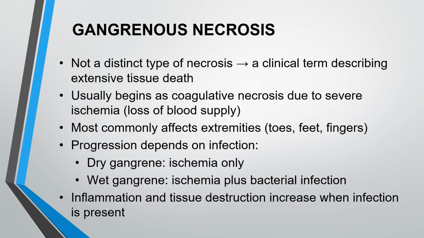Most of the time, gangrene starts as coagulative necrosis due to severe ischemia. Basically, the tissue is starved of blood long enough that it can't recover. Where do we usually see this? Think extremities, so toes, feet, and fingers. The places furthest from the heart and most vulnerable to poor circulation.